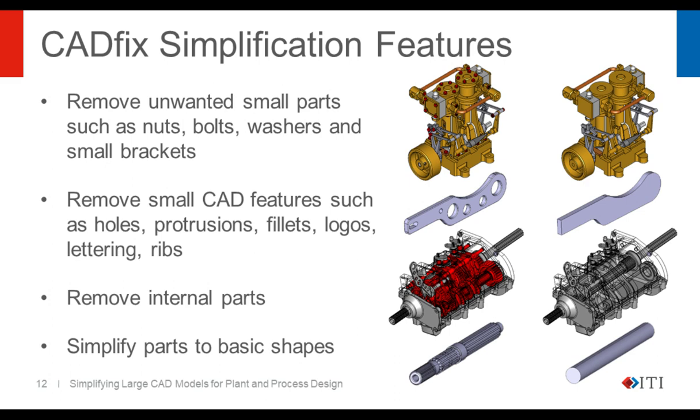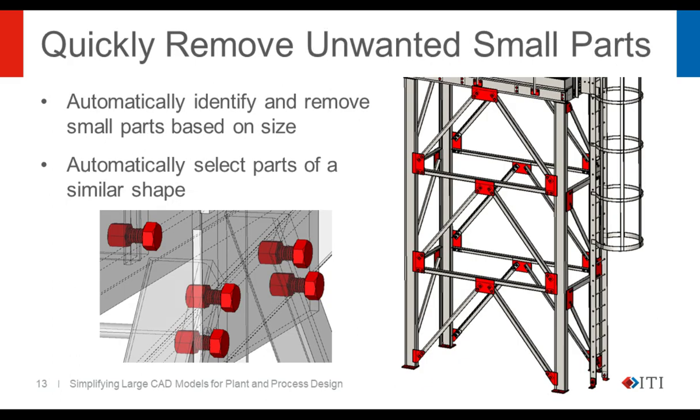And then another operation is to simplify complex shapes. So complex cylindrical shapes or block prismatic shapes, where really all you need for the plant design layout is a simple cylinder or a simple prism. So we can look to simplify those shapes. So that's some of the kind of operations we can do. I just wanted to look at a few of them in more detail.